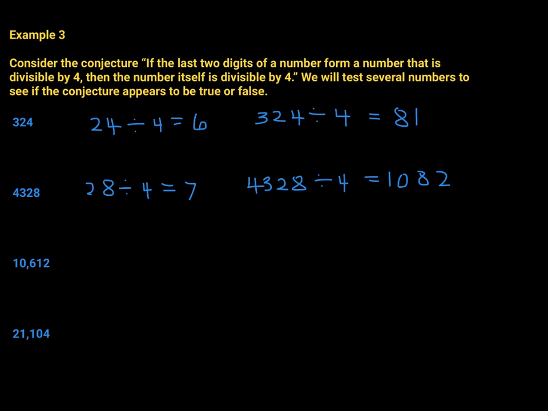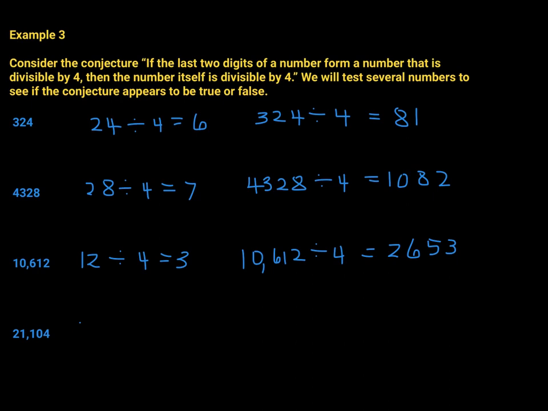Look at the number 10,612. The last two digits form the number 12. And we know that's divisible by 4 because the quotient is 3 with remainder 0. But the conjecture says 10,612 must also be divisible by 4. And you can confirm that it's true because the quotient is 2,653 with remainder 0. It seems like the conjecture is true. It seems like we're proving that it's true.